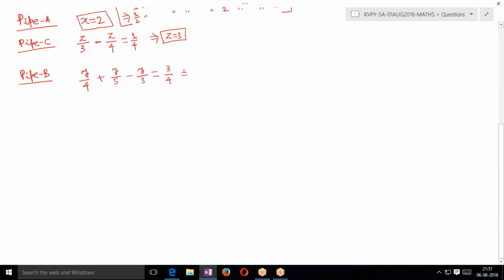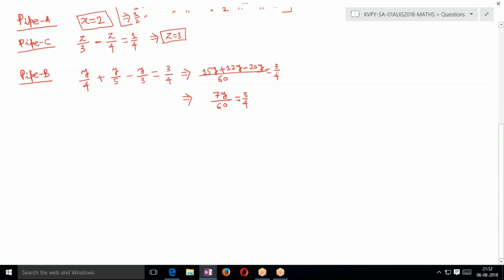And if you simplify, then you will get Y is equal to, let's simplify together. So this implies LCM is 60. So here it is 15Y, then plus 12Y, minus 20Y is equal to 3 by 4. So this implies we get 7Y by 60 is equal to 3 by 4.